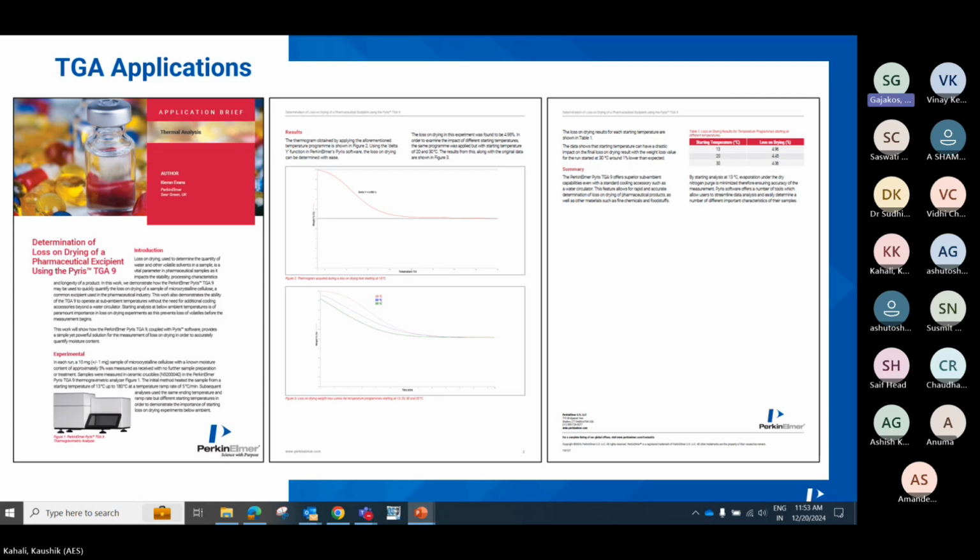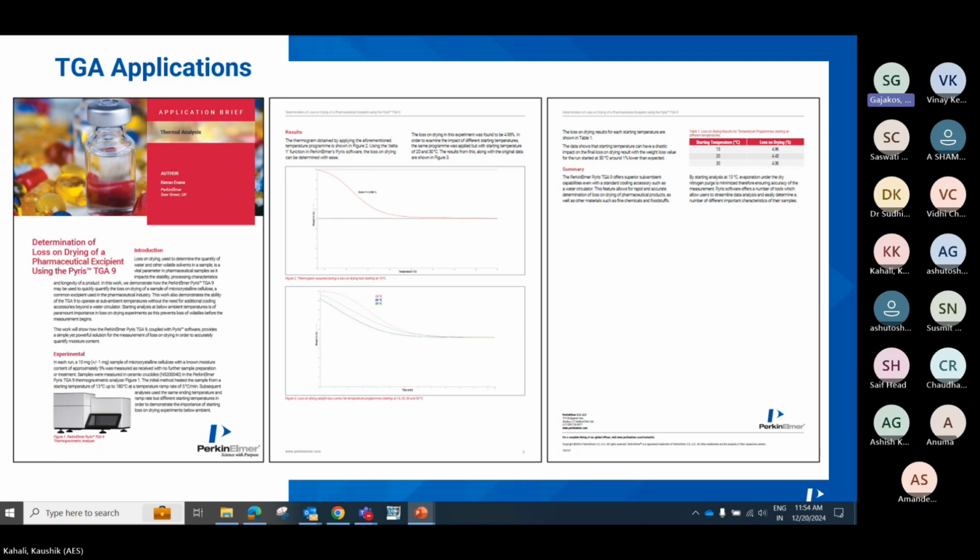From the table, you can see the results we are getting. This is the known moisture content of the sample, around 5%. From the table, you can see that from 30 degrees, it gave a moisture loss of around 4%. At 20 degrees, it slightly increased. But when we started from 13 degrees centigrade, we were able to capture all the moisture loss which was expected from the sample analysis.